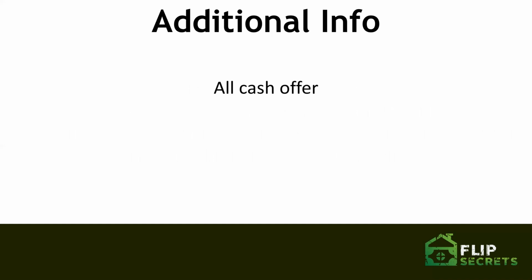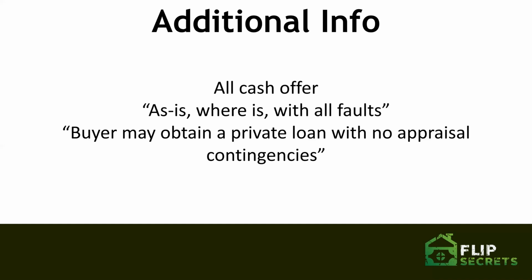Now, additional information. Now, we write this as an all-cash offer. We also, a lot of times, want to include the verbiage "as is, where is, with all faults." That just means we're taking the property as it lies. We're not asking them to do anything to it before they sell the home to us. And we also put in, the buyer may obtain a private loan with no appraisal contingencies. This allows us to use our private lenders or our hard money lenders without the seller being confused and thinking that we're going to have to go and get a bank appraisal and underwriting and all that stuff.